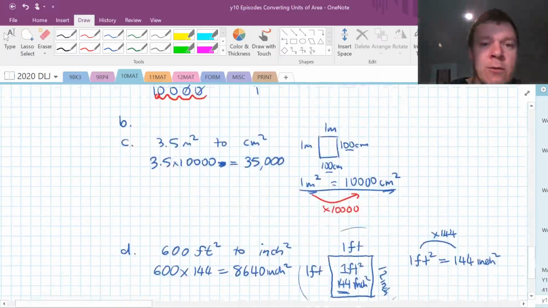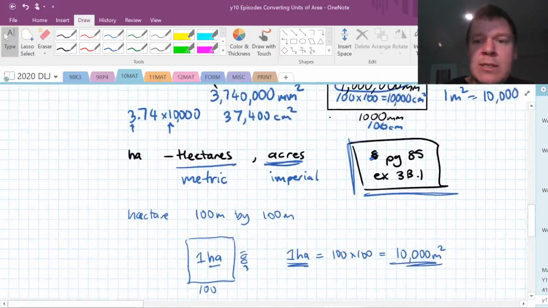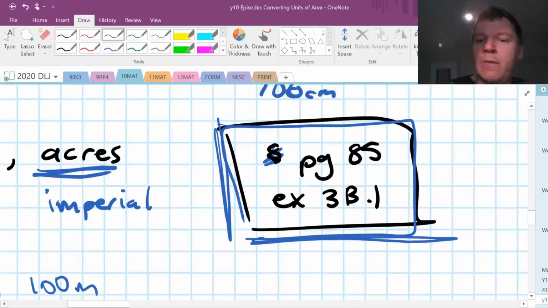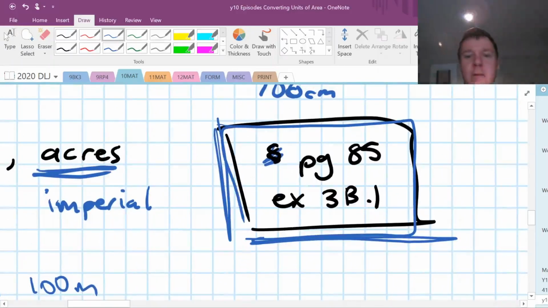And I'll just go back up to, this is the exercise from page 85, exercise 3B1. Once you get the hang of this, it shouldn't take you very long. You just got to be able to figure out what 1 square foot or 1 meter squared is in the other units.